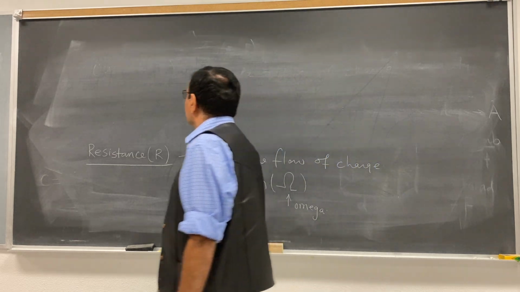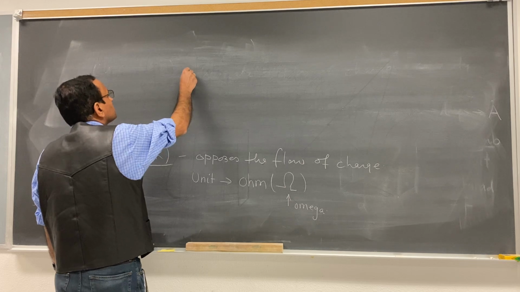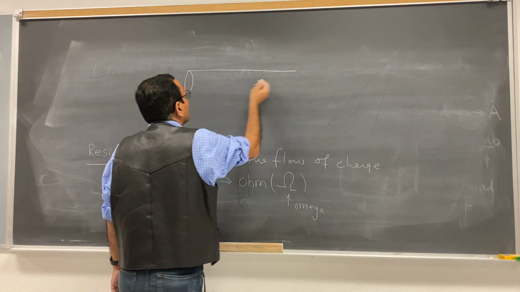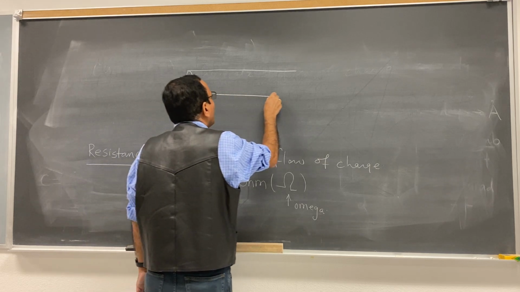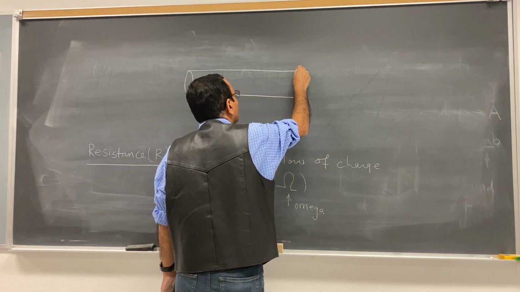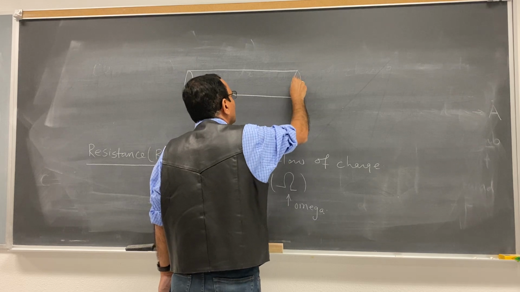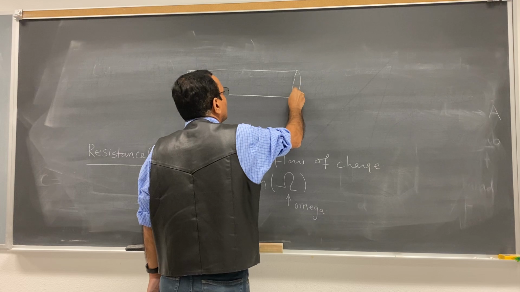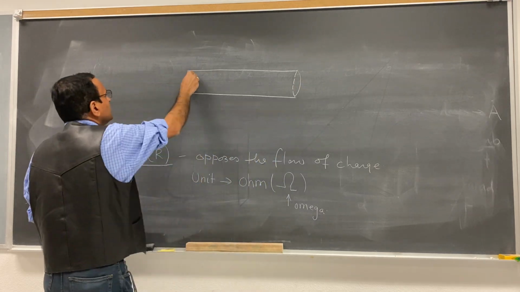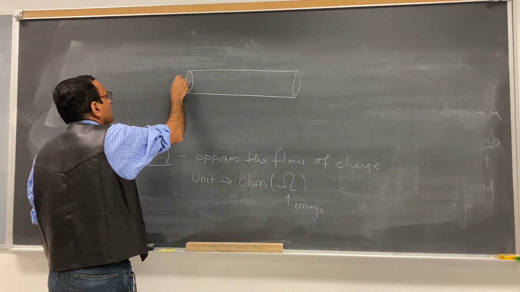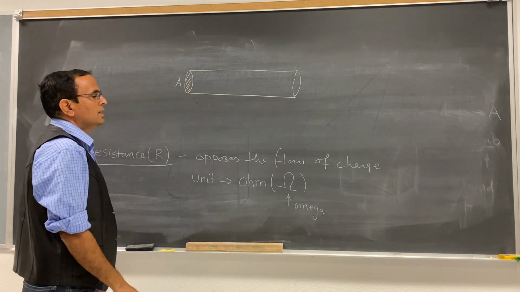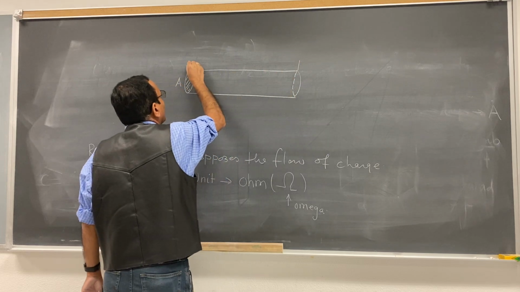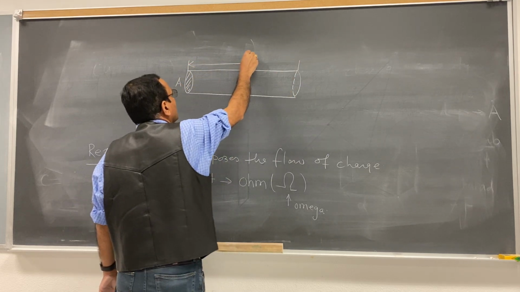So the resistance, let us suppose this is a conductor, a metal conductor, like a wire. This is the wire, okay, or like a rod. And this is your area of cross section A. And this rod has a length L.